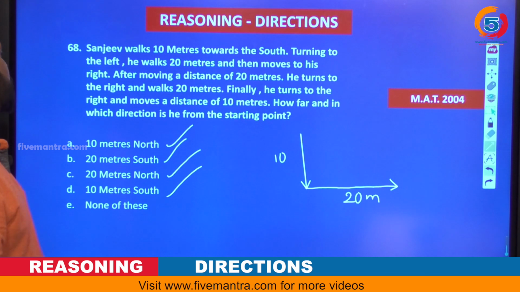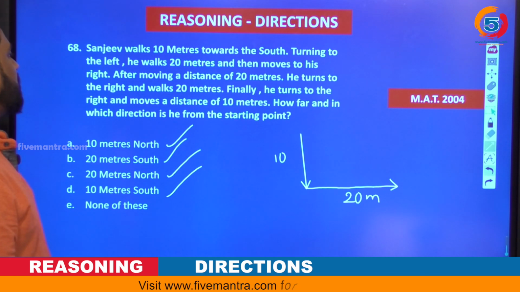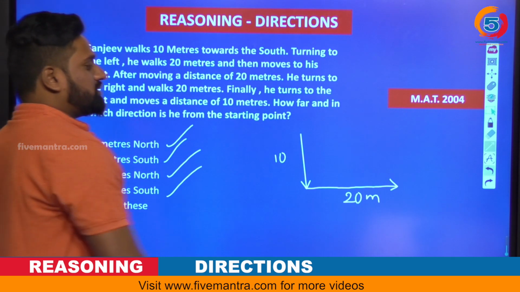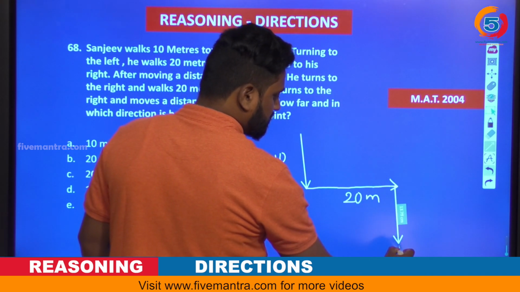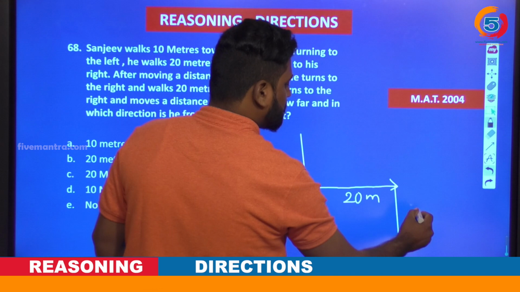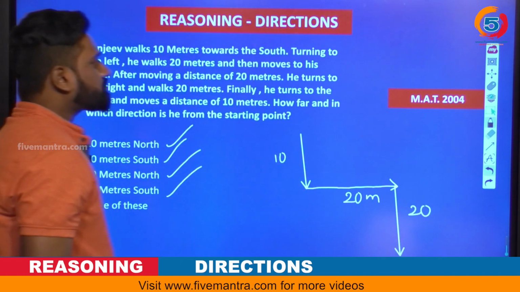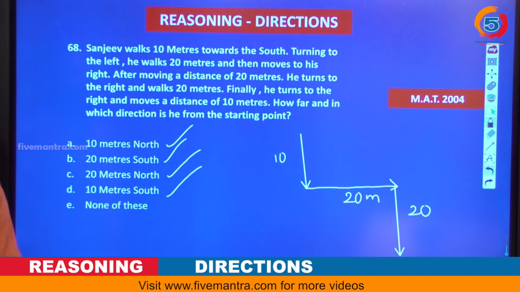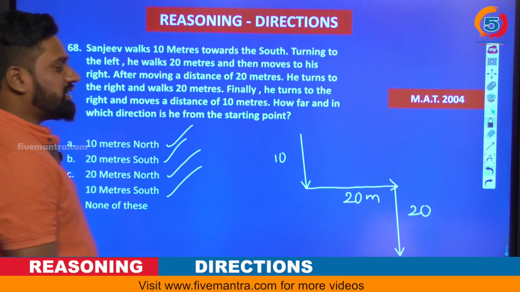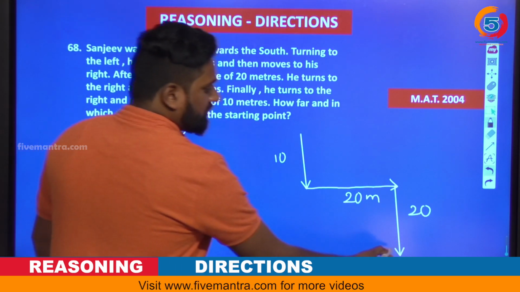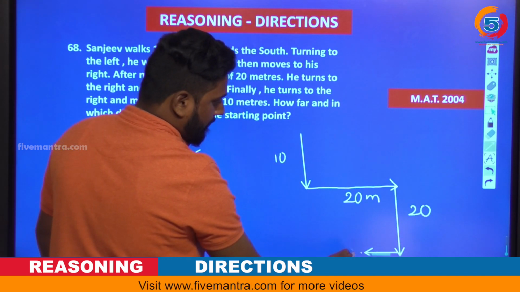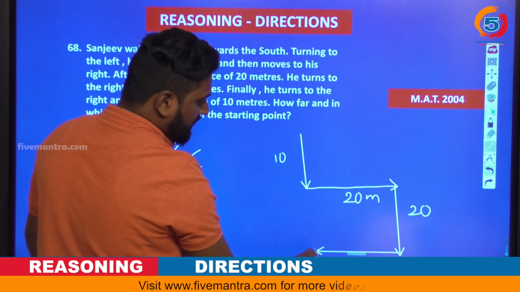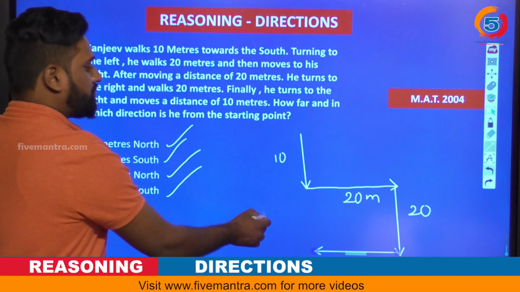And then moves to his right, after moving a distance of 20 meters. So again right side, 20 meters. Suppose this is 20 meters. He turns to the right and walks 20 meters. So right side means again this side. 20 meters means exactly at this position because this was the same.